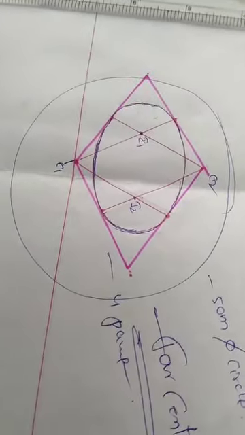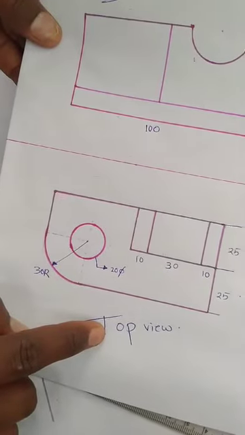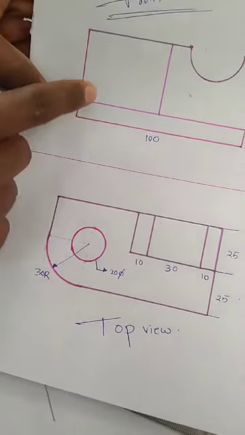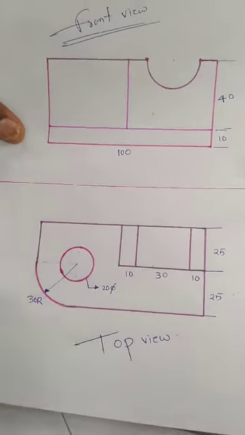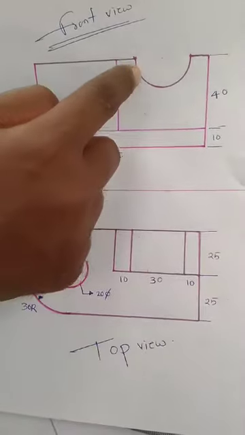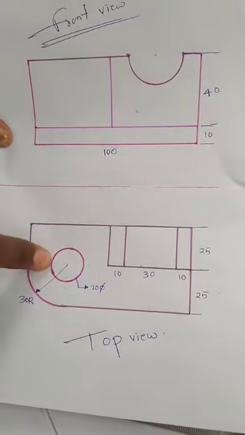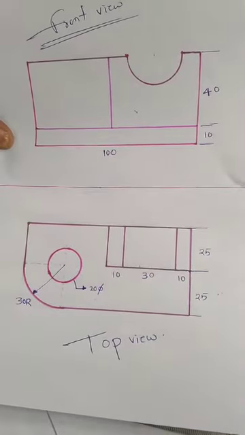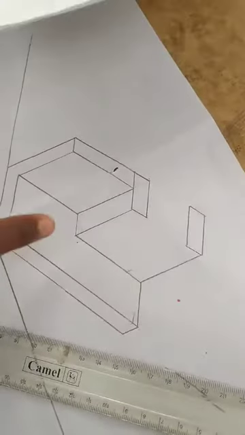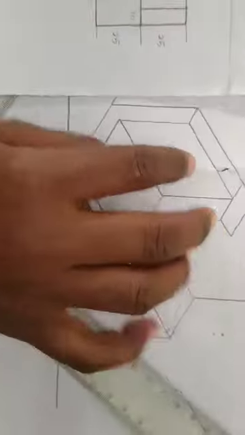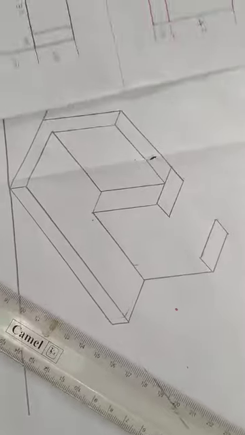Remember this procedure. This is the front view of an object and this is the top view of an object. We have to merge these two views and draw a 3D object. Here we have a half circle, which means we have an isometric circle and isometric curve, so we need to know how to draw isometric circles. This is the isometric 3D object from merging this 2D.